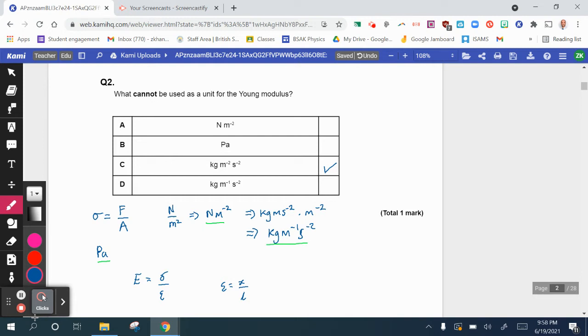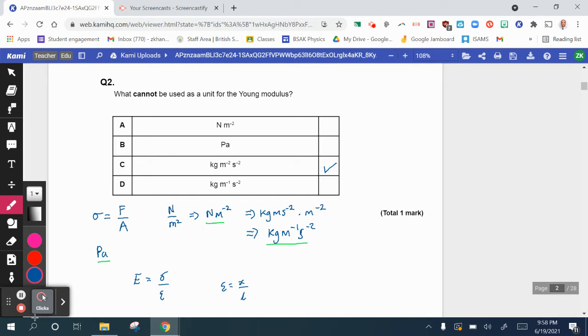So stress is force over area, so that is pascals, so that there is correct. Force is newtons divided by meter squared, which is area. So Newton per meter squared. That is one way of looking at it. So Newton per meter squared, that's there as well. So we've got to look between these two.